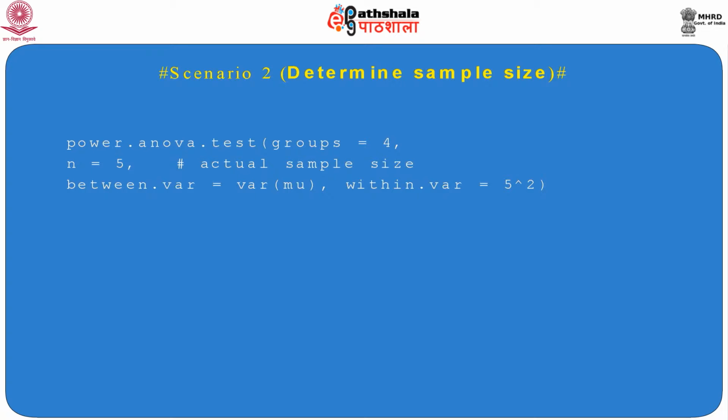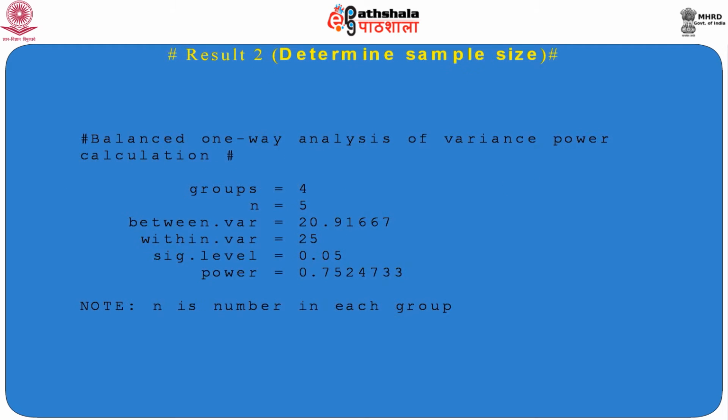Now this function called power.anova.test will give us the power, assigned to calculate the sample size. Let's go to the R output. This is the R output. It shows that with groups 4, n equals 5, that is our sample size we assigned prior. Between variance will be 20.91 and within variance 25, and the significance level by default is 0.05, then power will be 75%, that is 0.75.